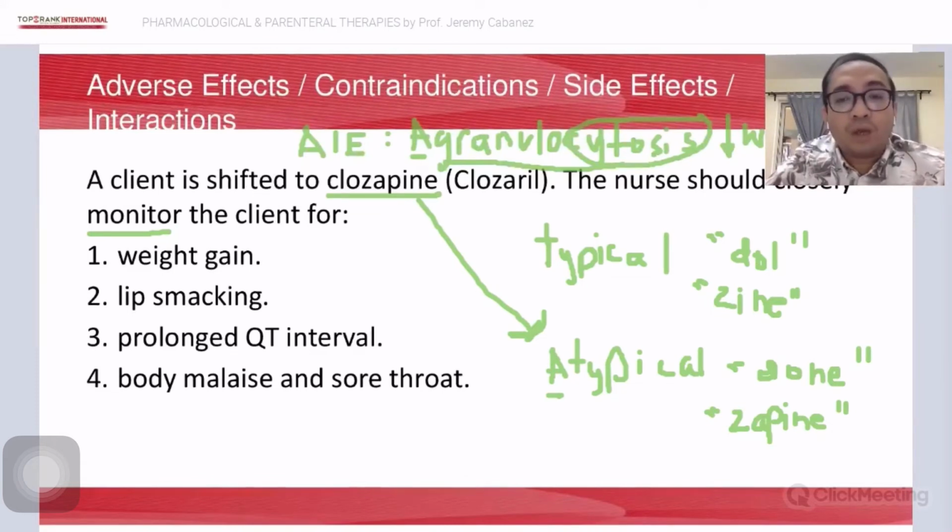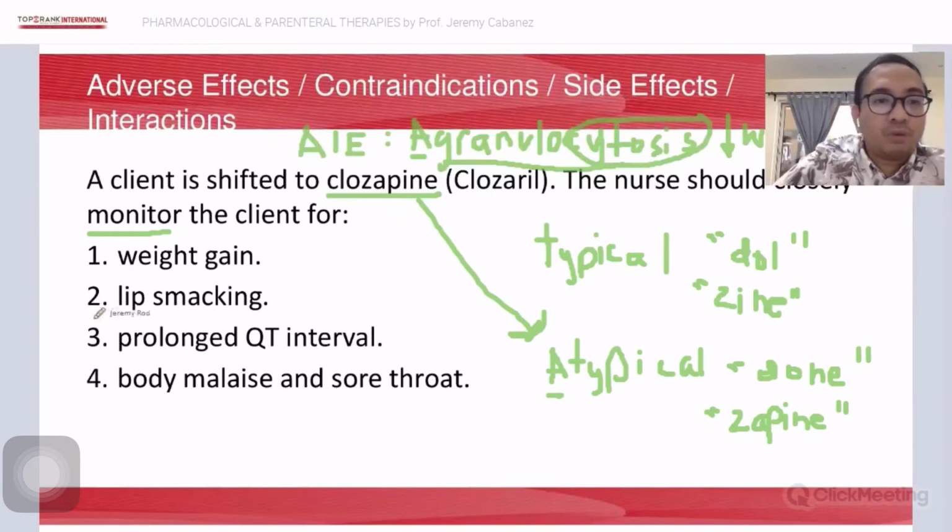So what you should monitor closely, you monitor for the earliest manifestation of infection. And what are the earliest manifestations of infection? The answer is fever and sore throat. In addition to that, okay, you have to monitor closely the temperature. Kasi nga may fever. You have to closely monitor the WBC, particularly your ANC. ANC is also known as absolute neutrophil count.